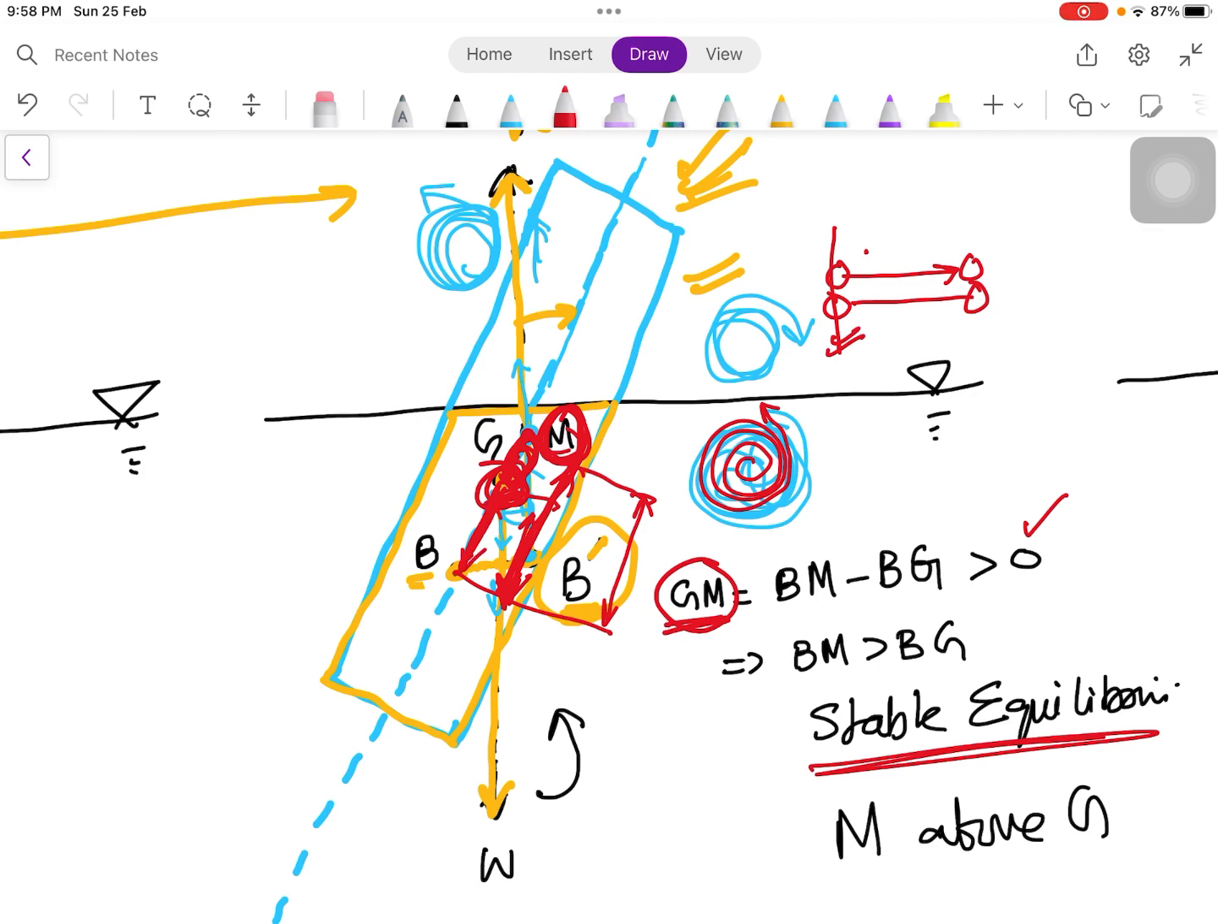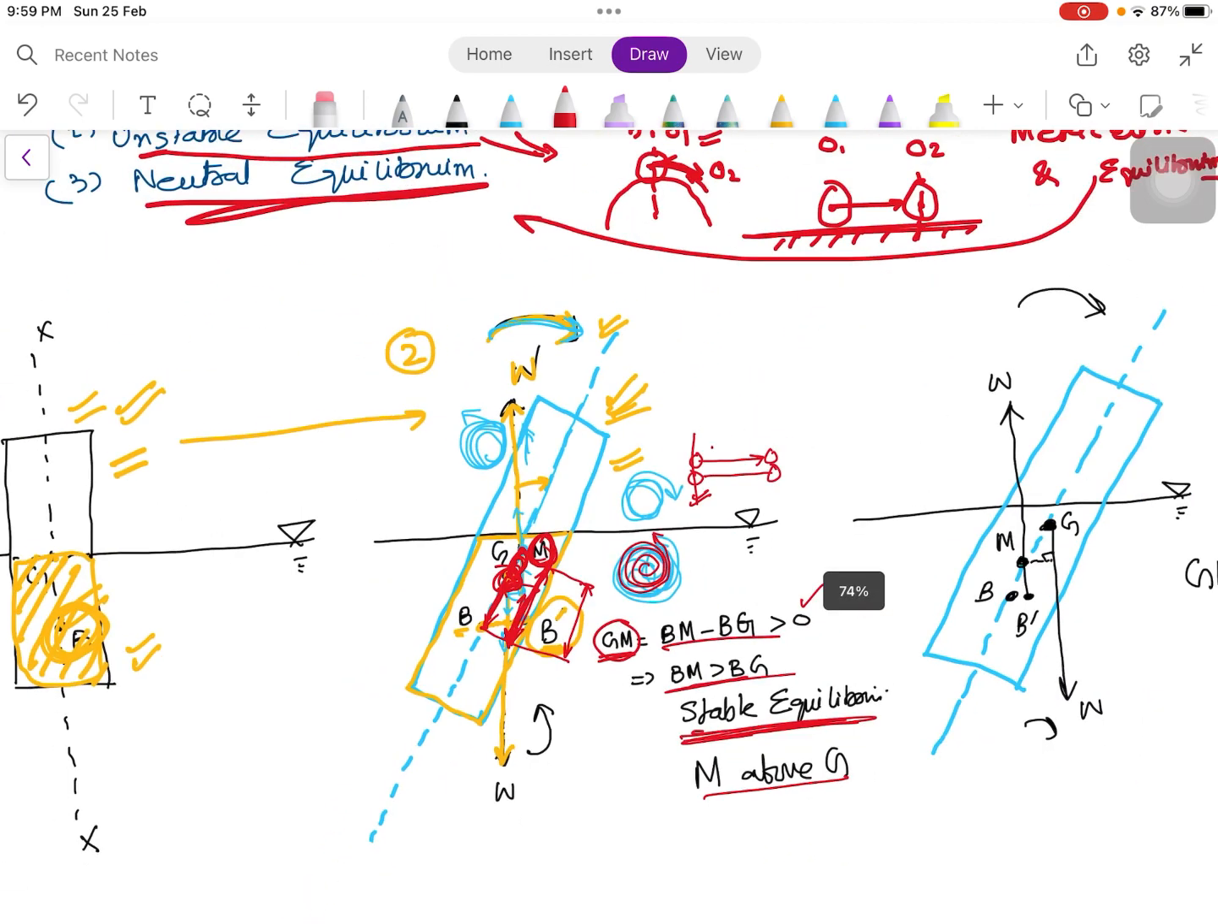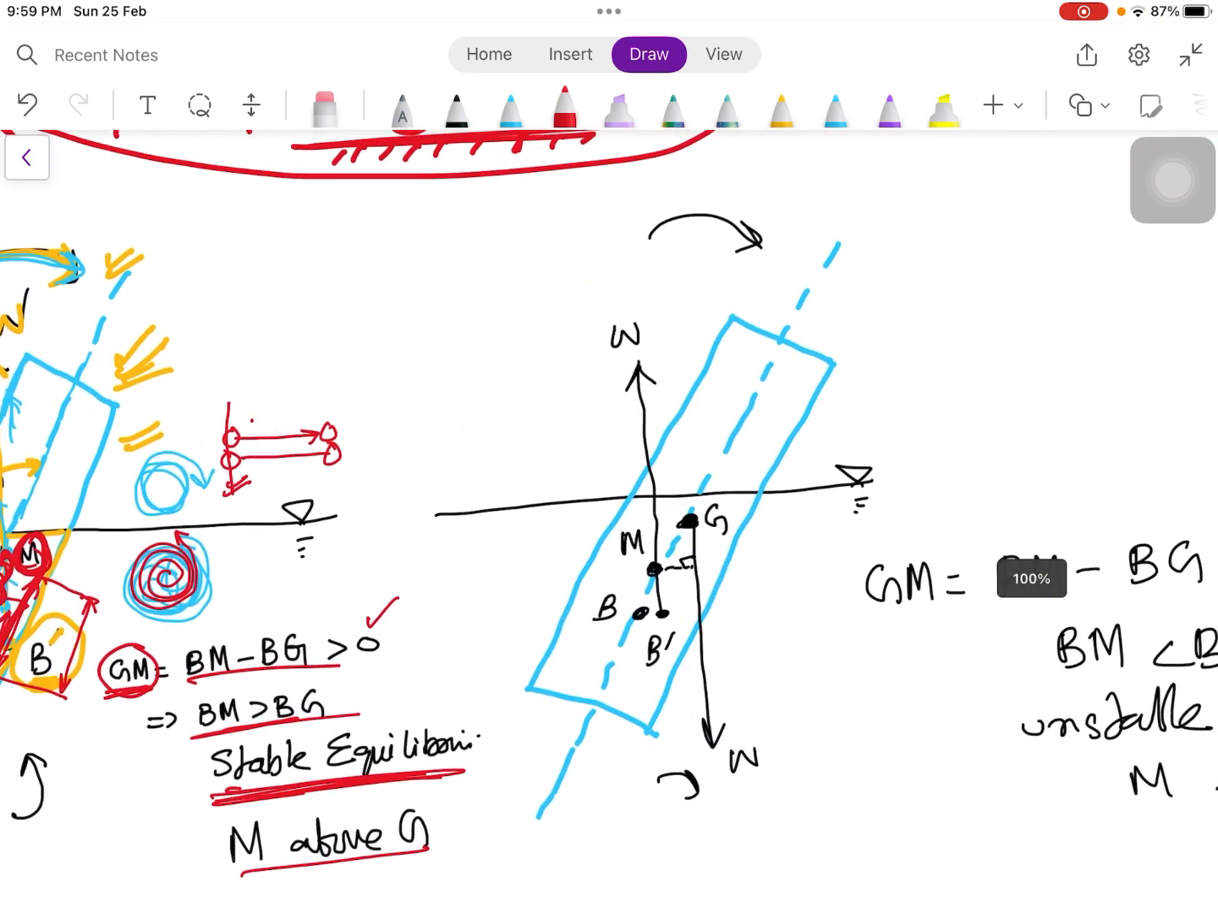So when we have BM, that is the distance between the center of buoyancy and the metacenter, greater than the distance between the center of buoyancy and center of gravity, we say that the body is in a stable equilibrium. So there are different ways to memorize this. We have M above G, we have BM greater than BG, or we have the difference of BM and BG greater than 0. We can say that the body is in a stable equilibrium. All right, now let us move to the third scenario.